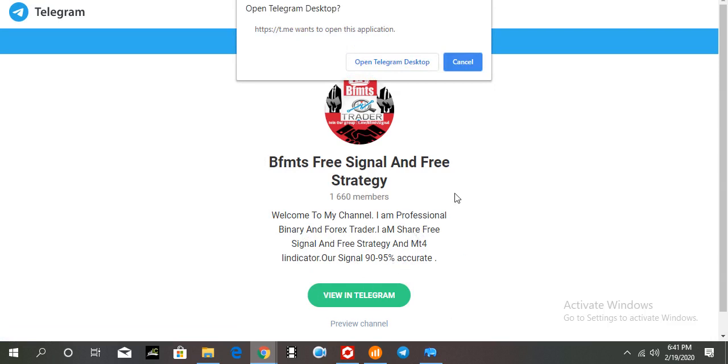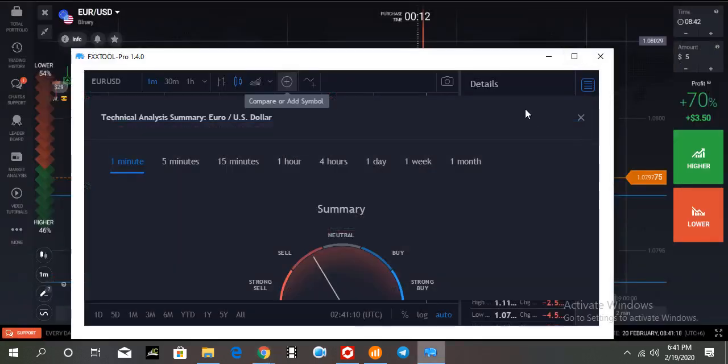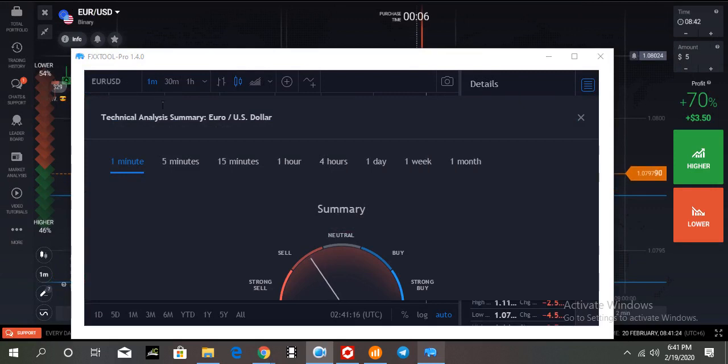Okay, so traders, this video is about the FX Pro Tool robot. Today I'll show again how to do this work perfectly. This is part 2. So traders, I have set up here EUR/USD with a time frame of 1 minute.